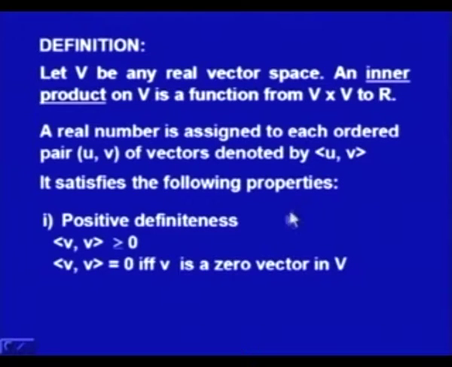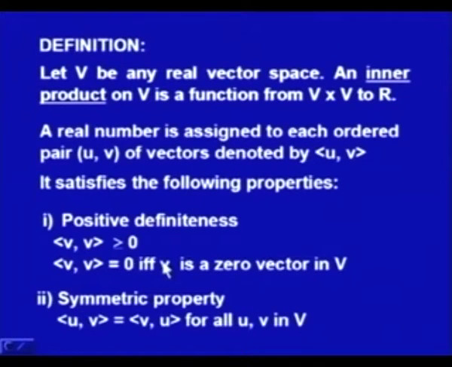The first property we call positive definiteness. This means that the inner product of v comma v is greater than or equal to 0, and v comma v is 0 if and only if v is the 0 vector in V. So v comma v is 0 only when v is the 0 vector. This is the positive definiteness, and the second is the symmetric property. This means that the inner product of u and v is the same as the inner product of v and u for all pairs u and v in V.